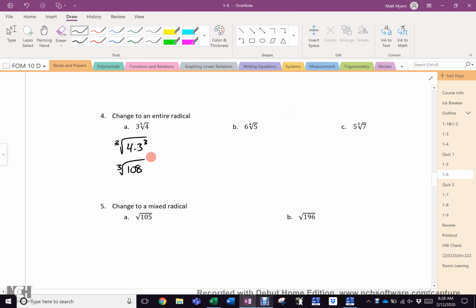Right? And you remember this little trick. Whatever the index is, that is the exponent for what goes back under here. So the index here is 4. So what's going right here? 6 to the 4th, because it's a 4 this time. 6 to the 4th is a big number. It's 1,296 times 5 is 6,480.